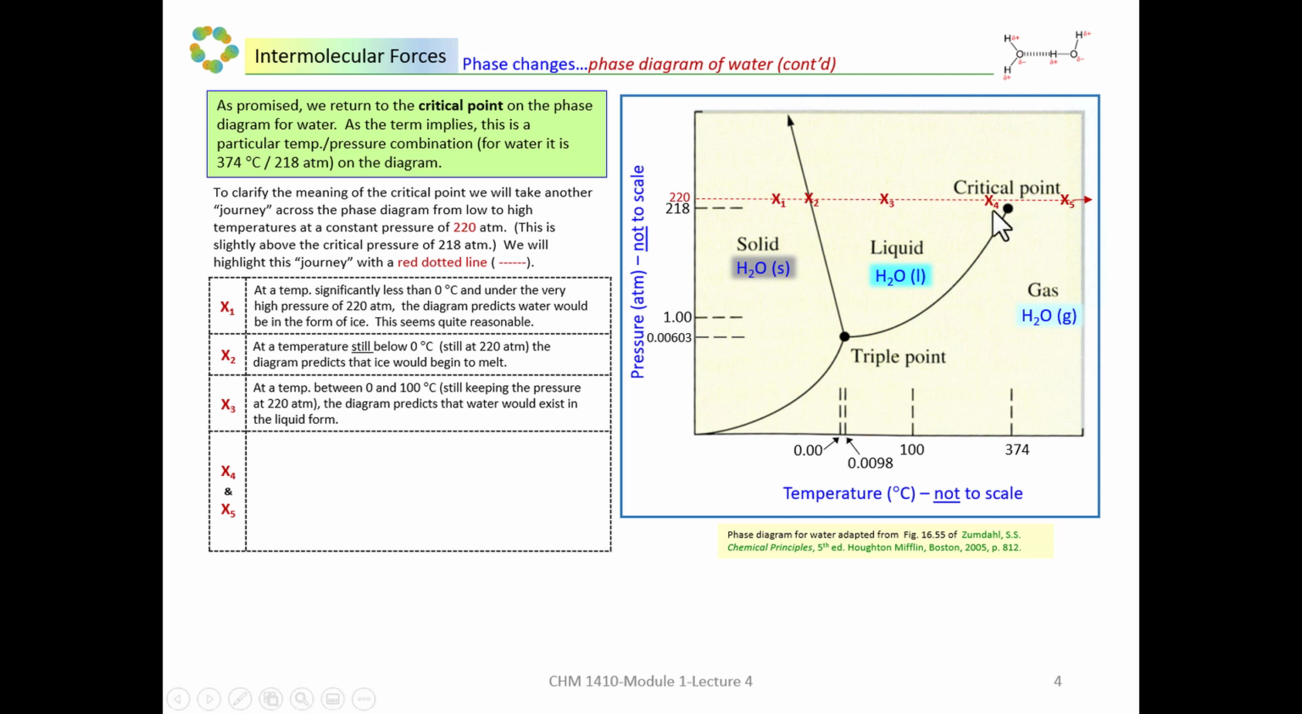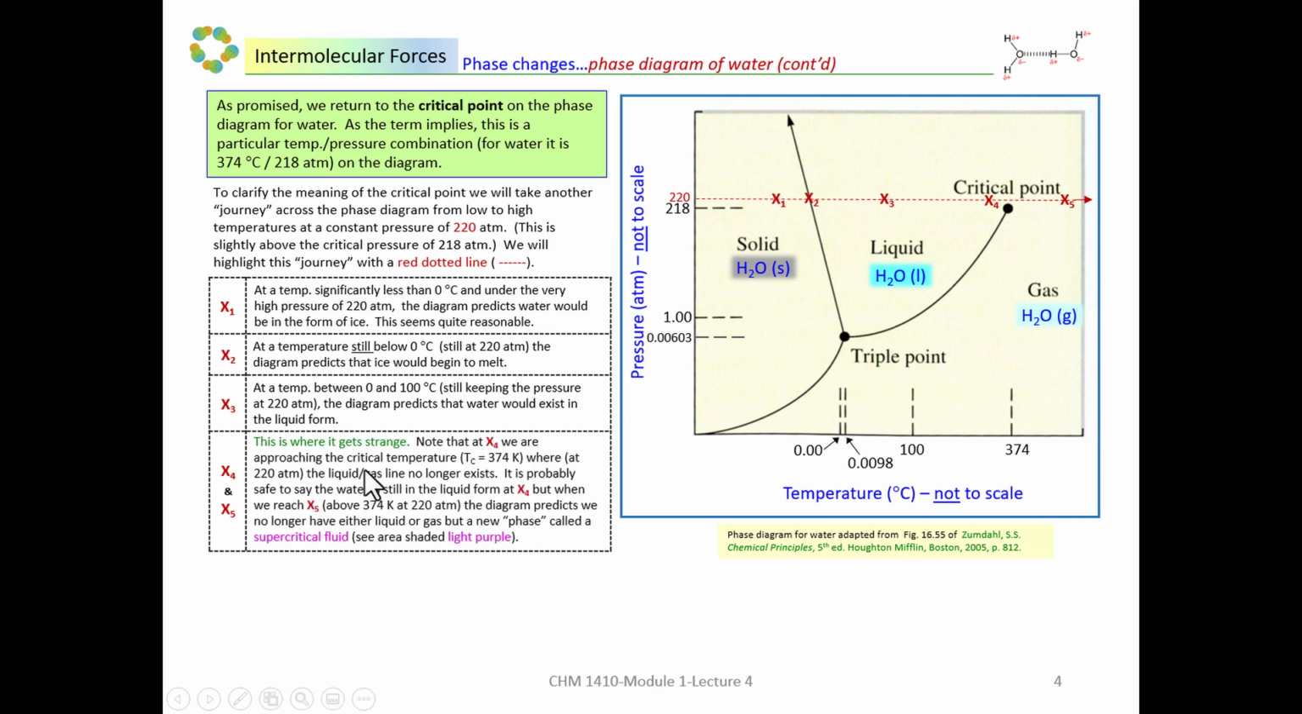Now I drew in point x4 and x5 here at the same time, and let's look at what might be going on there. This is where it could get a little strange. Note that at point x4, we are approaching the critical temperature, and remember at the critical temperature, we're going to see not only this liquid gas line disappear, we're going to see the phase boundary between liquid and gas disappear, but we're not quite there yet. We're just short of that critical temperature, and we're still at a very high pressure.